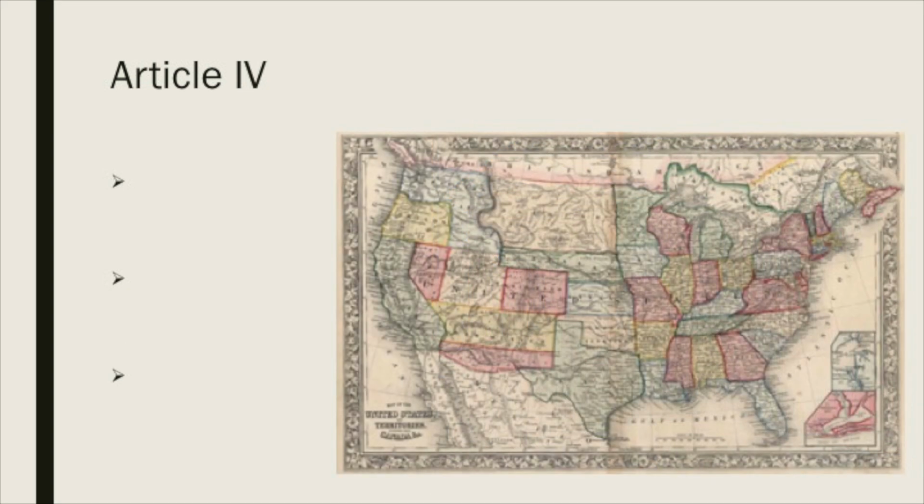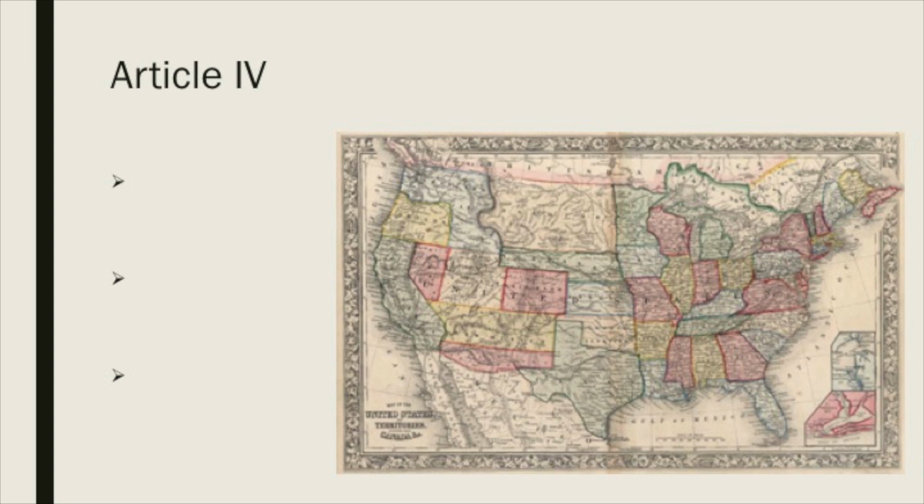Article 4 of the Constitution explains the relationships of the states to the federal government and the relationship between the states. It includes requirements such as each state has to give citizens of other states the same rights as their own.